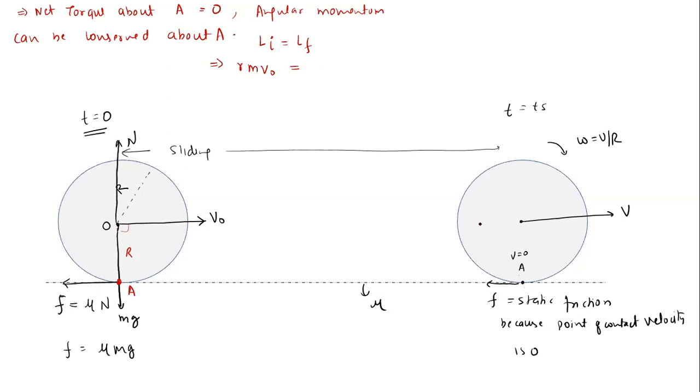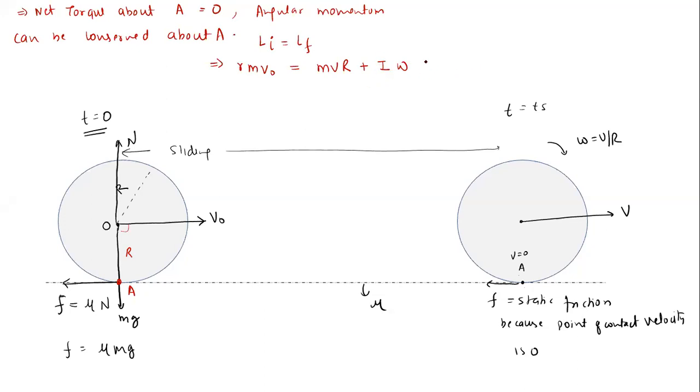Means when the body starts pure rolling, it has an angular velocity omega as well as a linear velocity of v naught. So the momentum about A when it starts pure rolling will be given by mvR, the velocity of the body, plus I into omega. I about which point? I about the center of the mass.